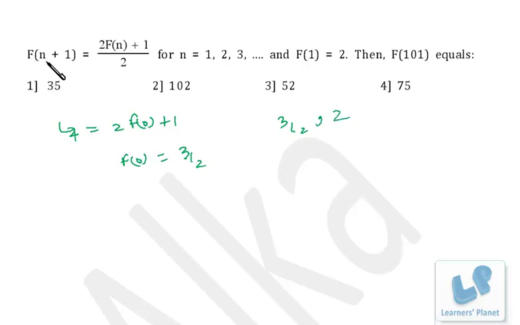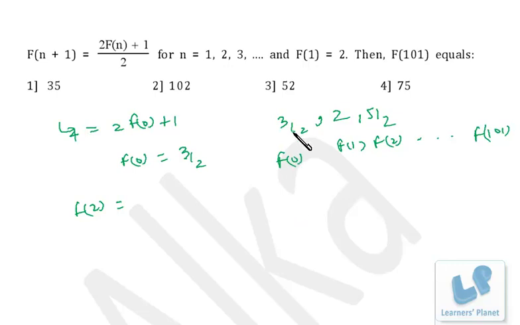f(1) is 2, so it's 3 by 2, then 2. Now similarly I can calculate f(2) also. For that I need to put n as 1. So f(2) will be 2f(1) plus 1 by 2. So f(1) is what? 2. So 2 into 2, 4 plus 1, 5 by 2. Right? So we can observe the series is going with a difference of half, and this is going to be an AP, with this as the first term. Now this is f(0), this is f(1), this is f(2). So we have to calculate f(101), right?